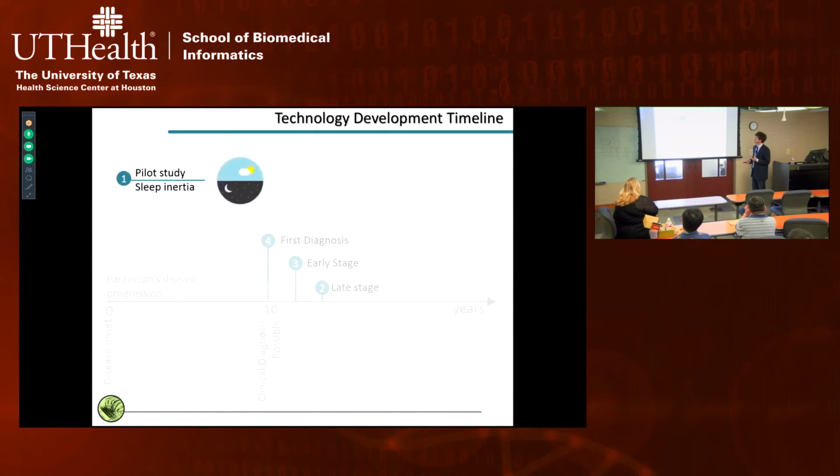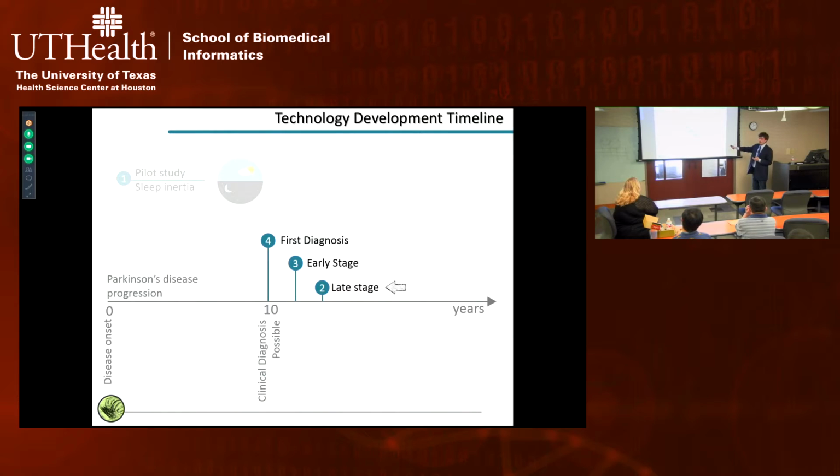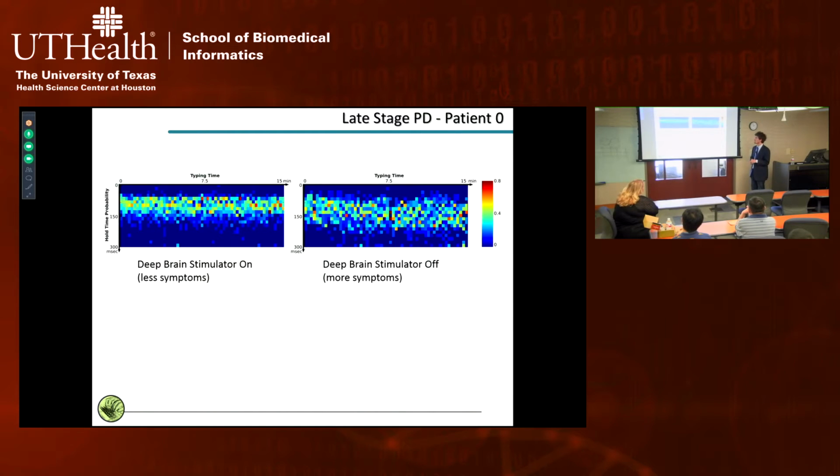So this is all for the pilot study on sleep inertia. So we started and said, good, we have something, let's try it on Parkinson's patients. We had this patient 0, who is a late-stage Parkinson's disease patient, and this patient has a deep brain stimulator. This was really good for us to judge the difference between symptoms, because the patient can turn it on or off. When it's off, we'll have more symptoms. When it's on, we'll have fewer symptoms.